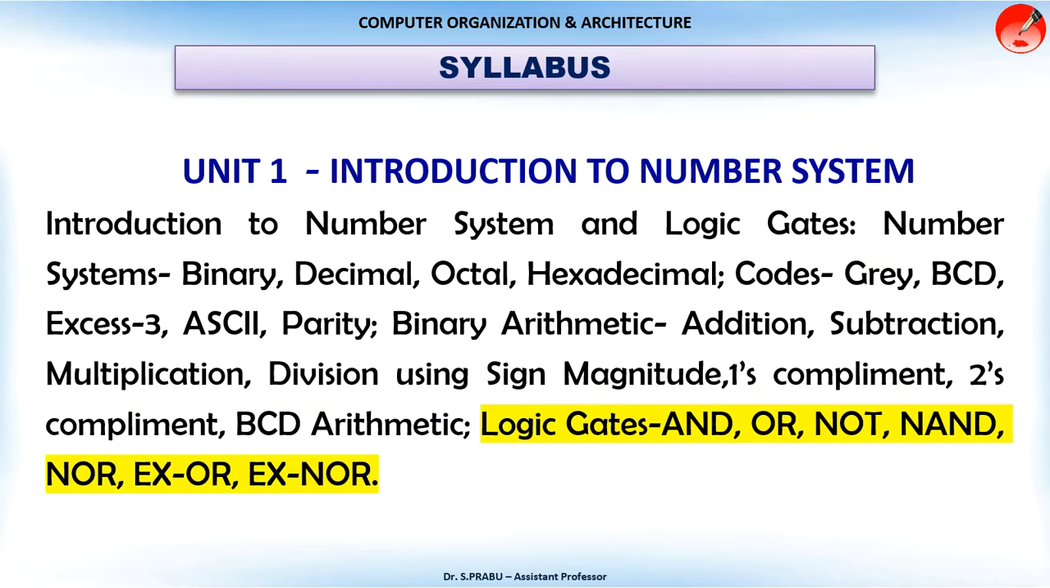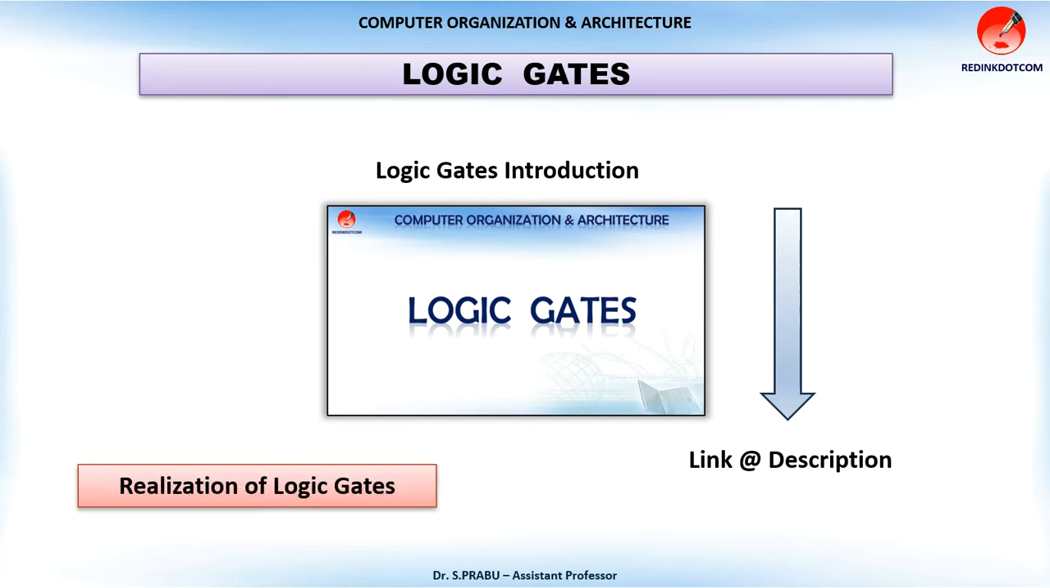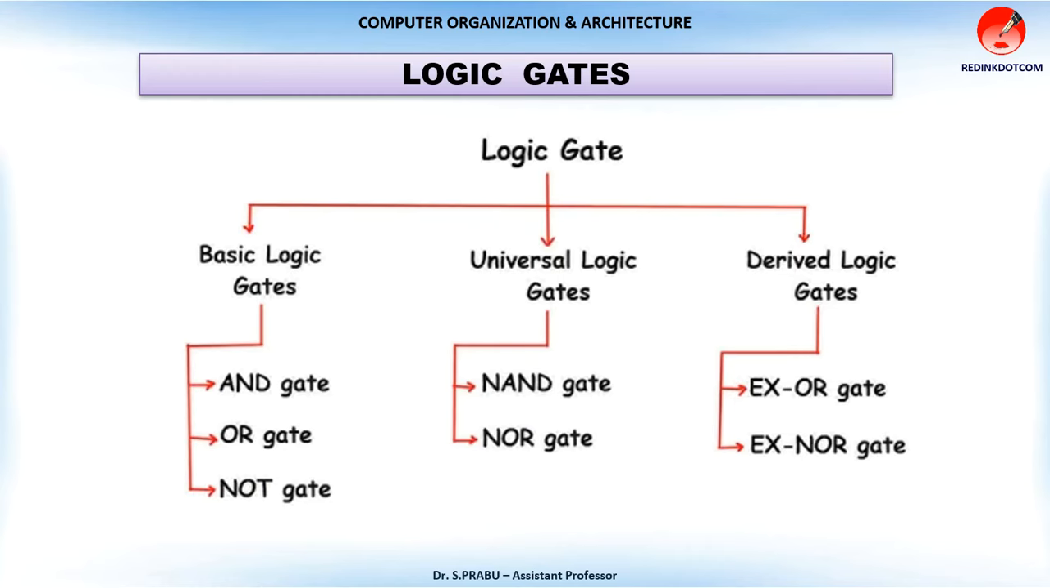The last topic is logic gates, and the basics of logic gates are already given in a separate video. Check the link. In this topic, problems can be asked in the part of realization of logic gates. Realization of logic gates is nothing but generating one logic gate from other logic gates. Usually, these two logic gates can be used to generate other logic gates. That's why they are called universal logic gates.